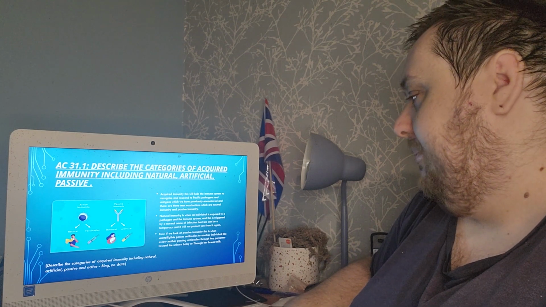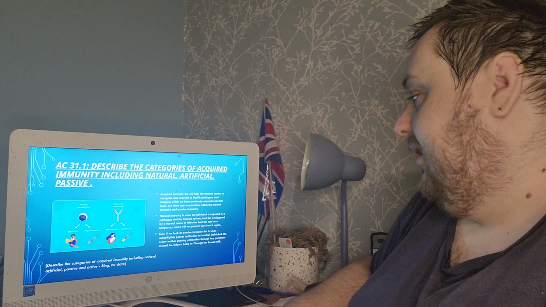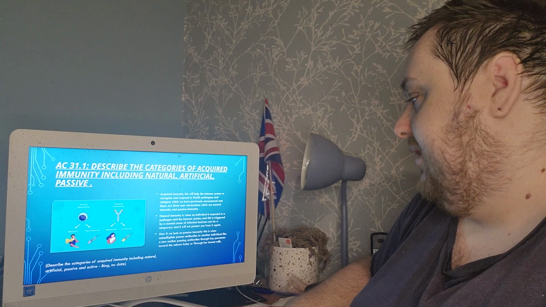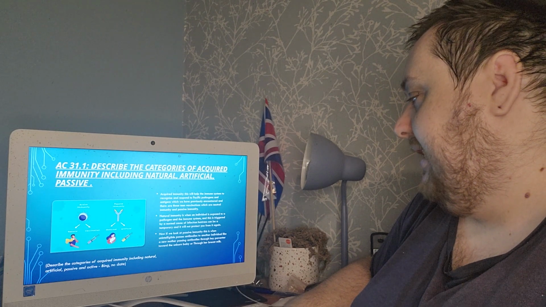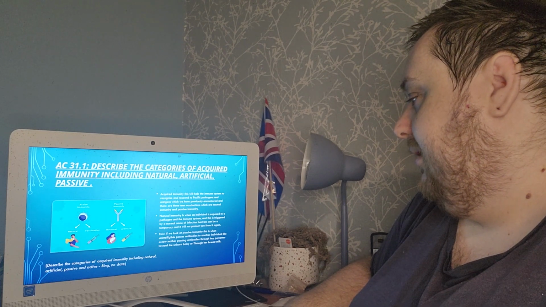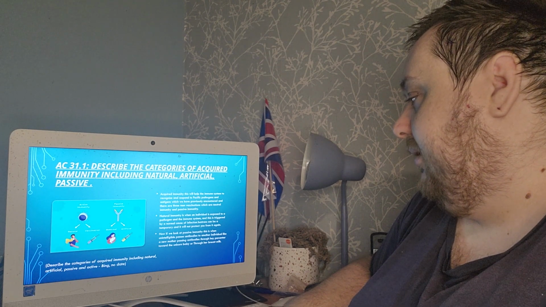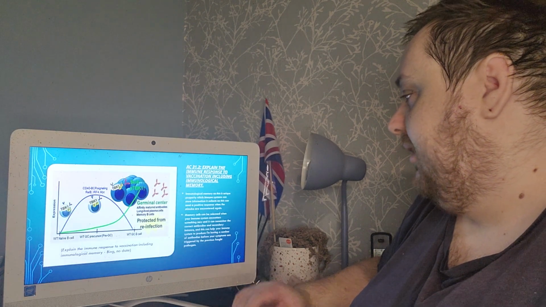Now, if we look at passive immunity, this is when an individual passes antibodies to another individual, like a new mother passing antibodies through her placenta to the newborn baby or through her breast milk.